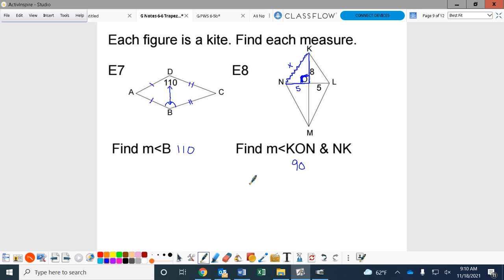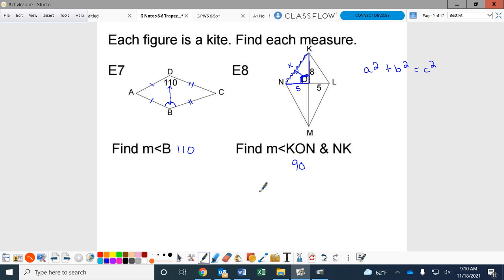Pythagorean theorem. There you go. So we are going to use a squared plus b squared equals c squared. A squared plus b squared equals c squared, guys. So the way that we're going to set this up, remember the c has to be the one that is across from the right angle.